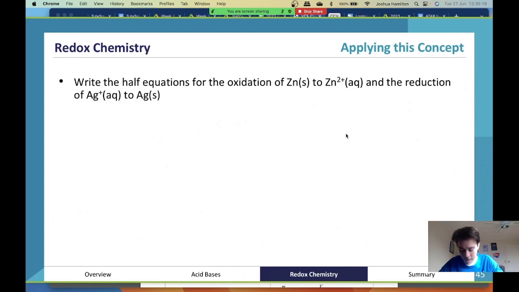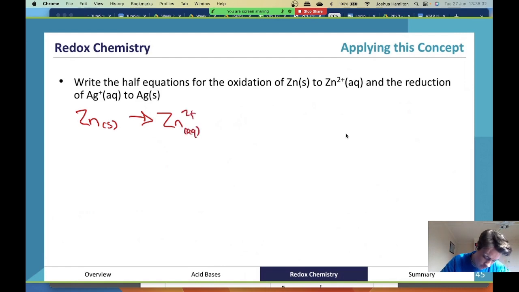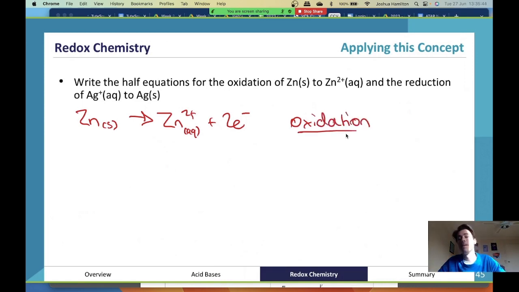I could go ahead and do this because they're fairly straightforward concepts. We have zinc solid, and it's going to zinc 2+ aqueous. So where do I balance? Well, this is +2 and this is 0, so I'm going to add 2 electrons here. It's losing electrons, therefore this is oxidation. Happy with that.